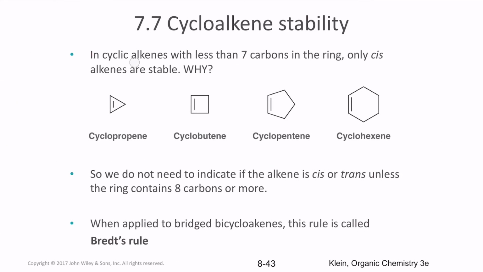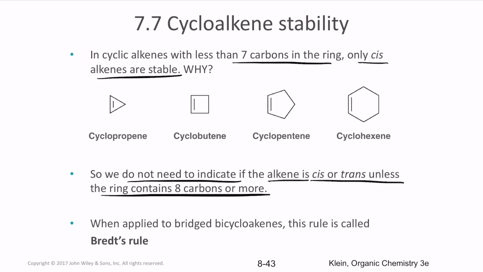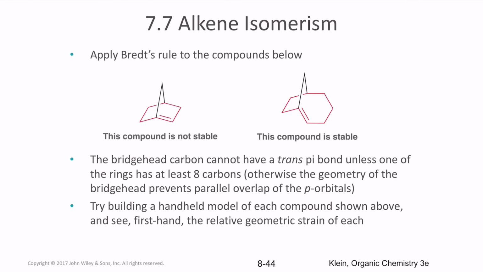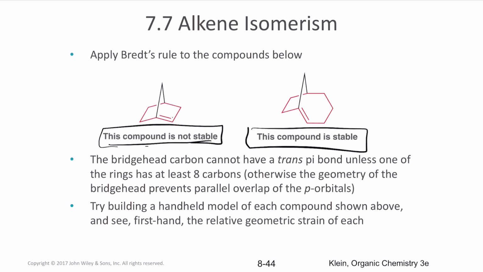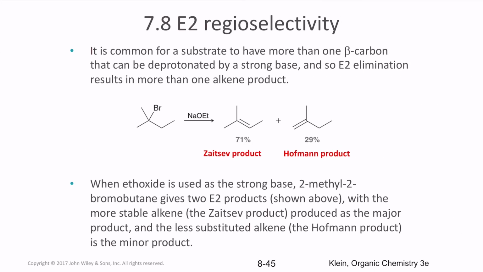Now, in cyclic alkenes with less than 7 carbons, only cis alkenes are stable. The reason is that we do not need to indicate if an alkene is cis or trans unless the ring contains 8 or more carbons. The common rule that we use is called Bredt's rule. So you don't need it right now. It is most commonly used for bicyclic compounds. For example, this compound here is not stable, but this compound is stable. The reason is that here the structure is cis, and here the structure is trans. So this is the idea behind Bredt's rule.